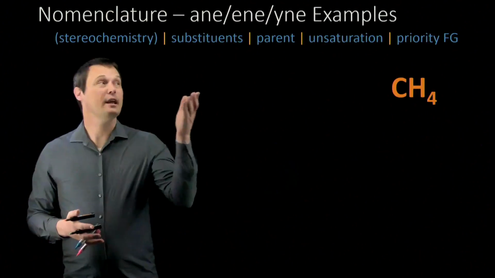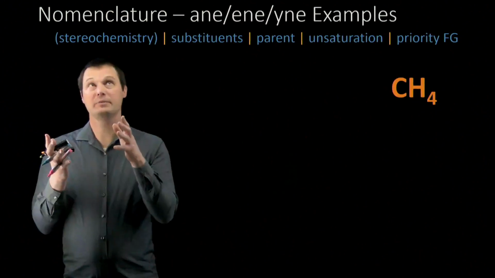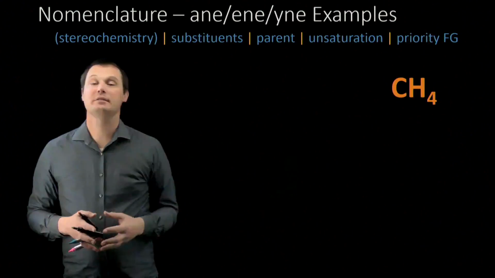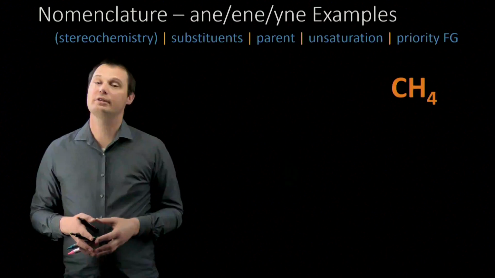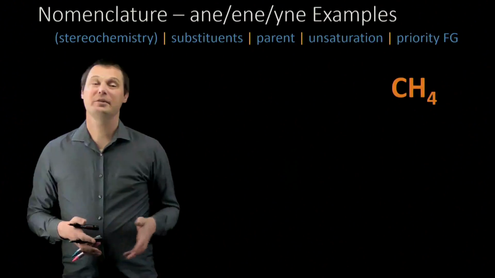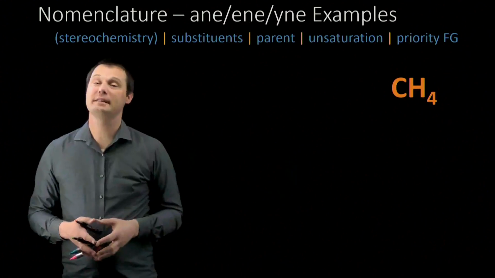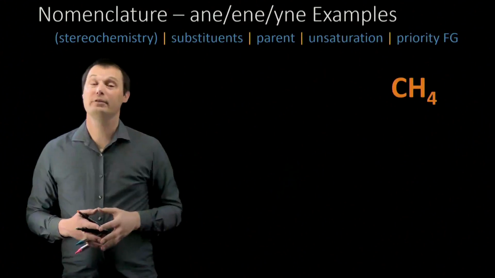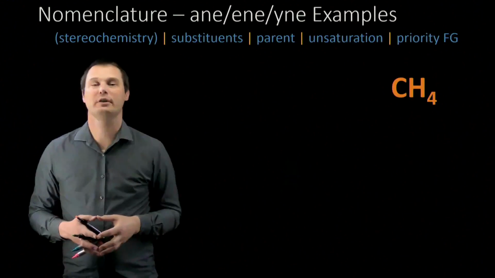In short, every name is made up of 5 parts. There may not always be stereochemistry, and sometimes there'll be substituents on the molecule, but every name needs a syllable based on the parent, the unsaturation, and the priority functional group. This video will only focus on the parent and unsaturation syllables. If you'd like other examples using stereochemistry, substituents, or priority functional groups, I have links to those videos in my nomenclature playlist in the description.